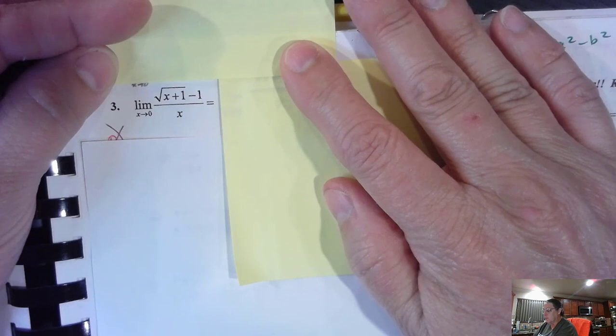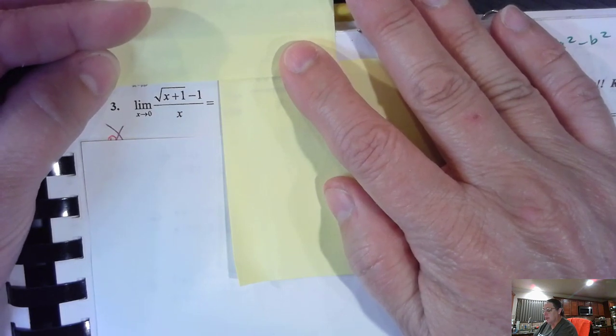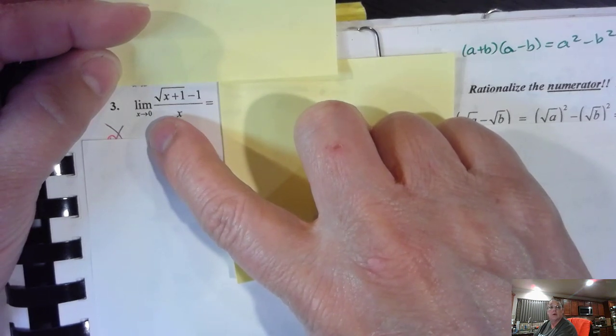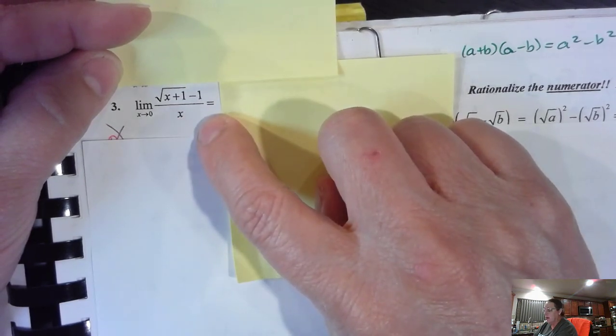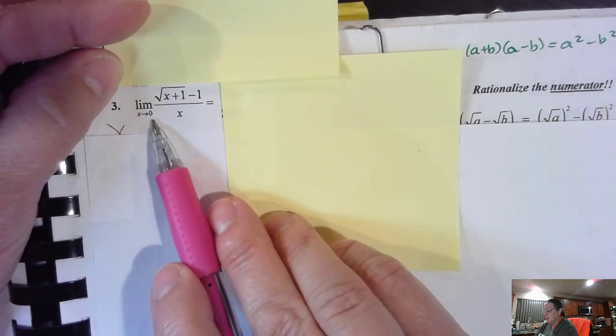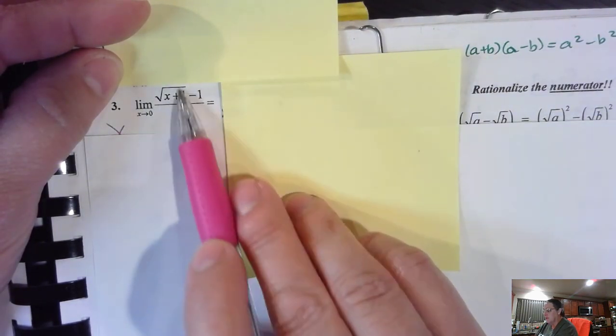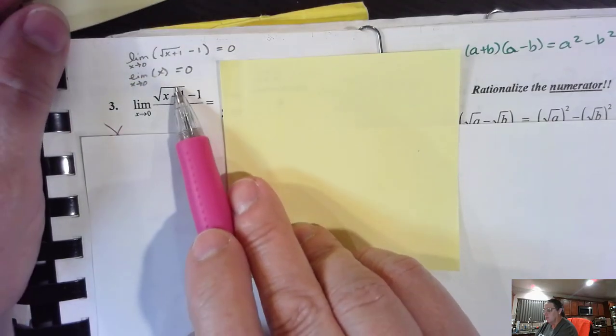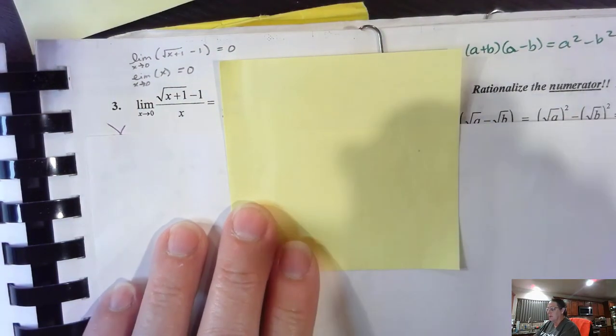So when we look at this problem, it looks horrible. But again, it's just algebra. But we can see that if we substitute 0 in, we're going to have a problem right there, because on top, the limit as x goes to 0 on top is going to give us 0. The limit as x goes to 0 on bottom is going to give us 0. So we have to do something kind of strange.